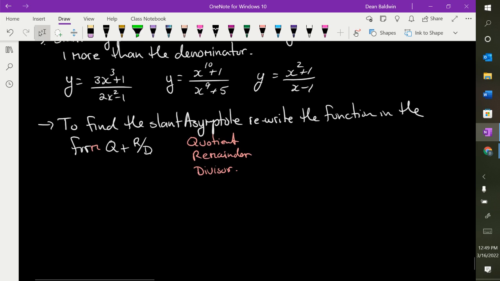Okay, so we're going to do a straight up regular polynomial first. All right, here's our x squared plus 1. This is what we're doing. We want to know the slant asymptote of this function.